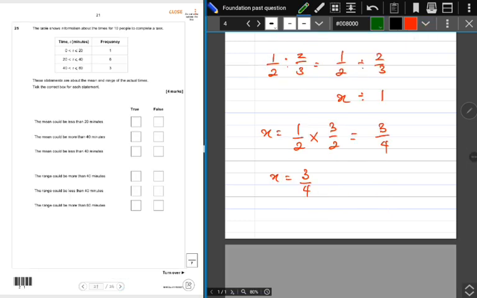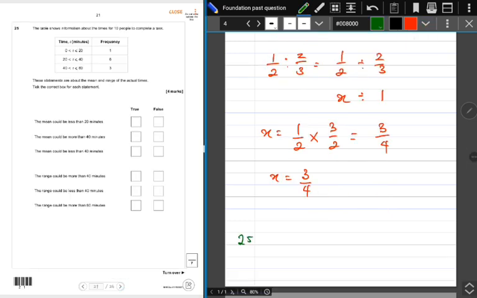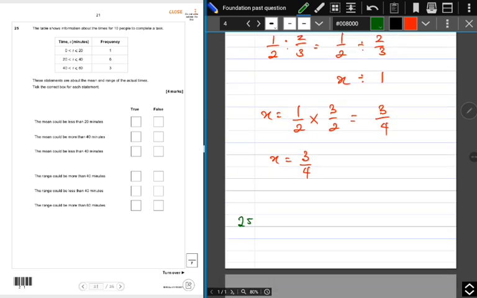Okay, now question 25. We are given time and frequency. It says the table shows the information about the time of 10 people to complete their tasks. So the first one, we are having 1 and 6 and 3. Now, this is the mean could be less than 20 minutes. So let's see if the mean is actually less than 20 minutes. So how do we get that?